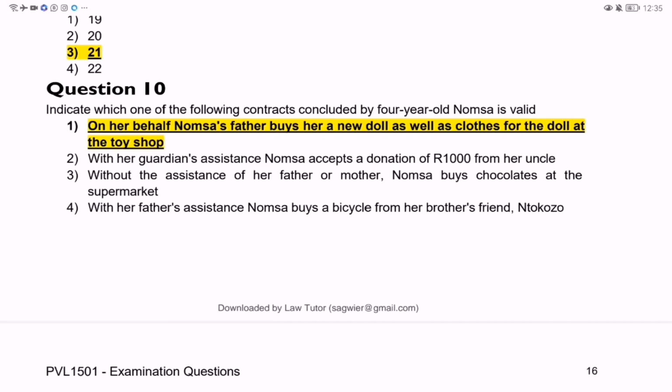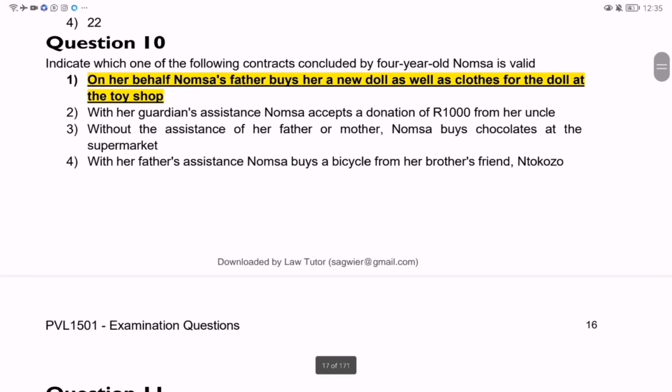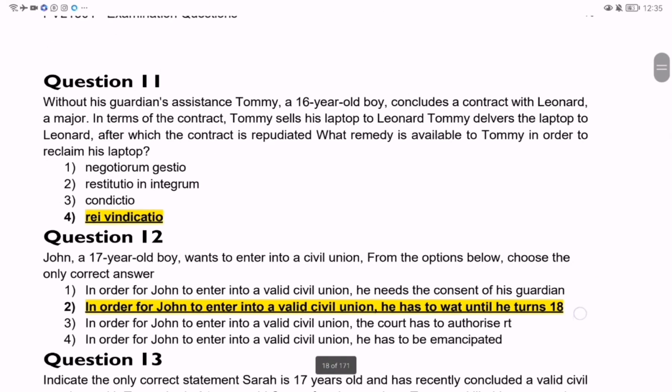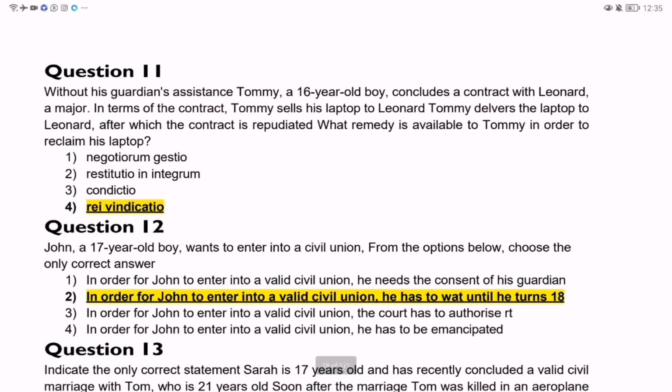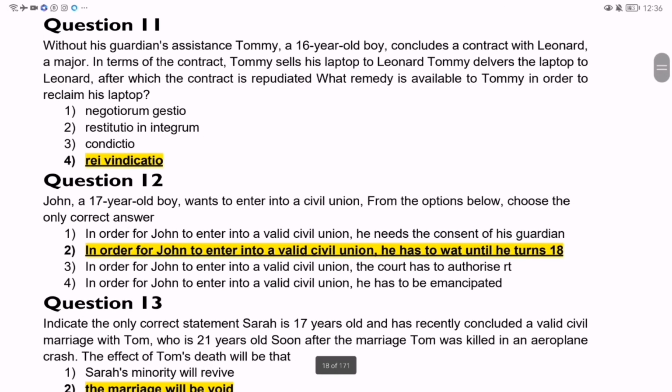Indicate which one of the following contracts completed by a 4-year-old Nomsa is valid. 4 years. On her behalf, Nomsa's father buys her a new doll as well as clothes for the doll at the toy shop. Yeah, that's 4 years old. Somebody else has to do it. The guardian, always. That's very young. Hey, so these 4 words, go and learn them, ne? Go and learn them. It's restitution. Yeah, go and learn them. Then you'll be able to answer such questions.